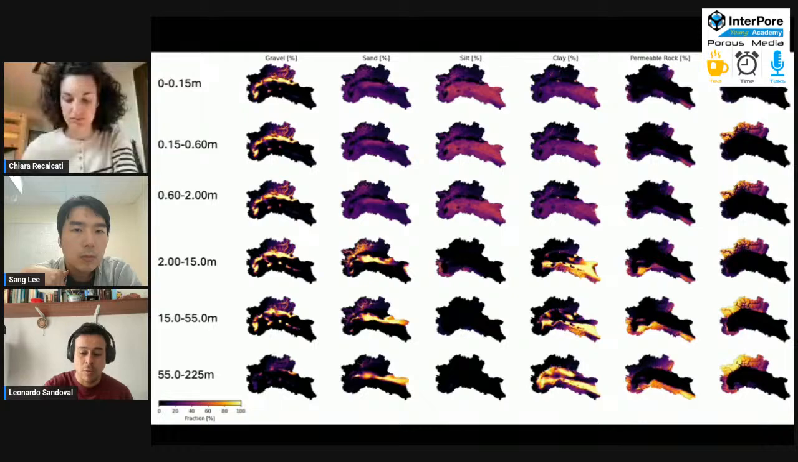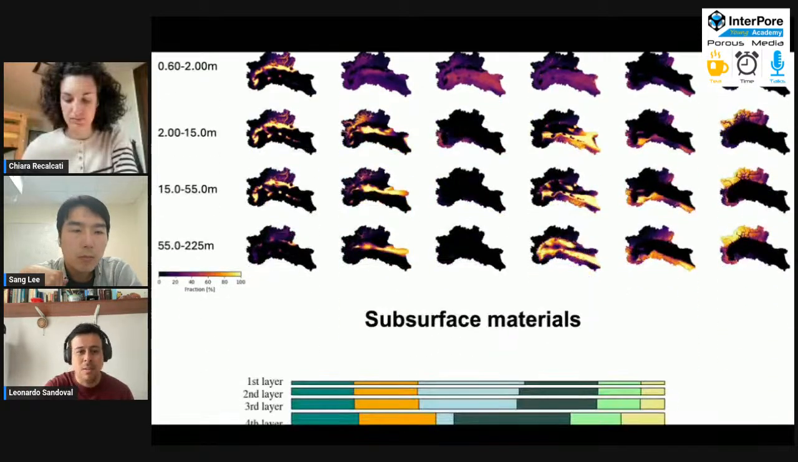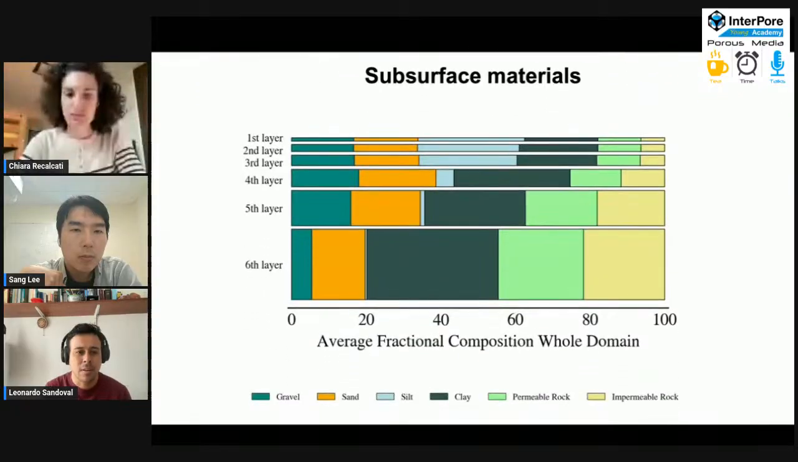We constructed a model of 6 layers, and the information that you can see here is summarized also in this figure, where you see that for each layer of our domain, we have the fractional composition of each one of these geomaterials. This is a scheme that is not to scale, but I try to represent the actual composition of the geomaterials in the complete domain.